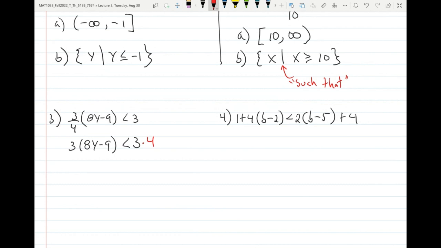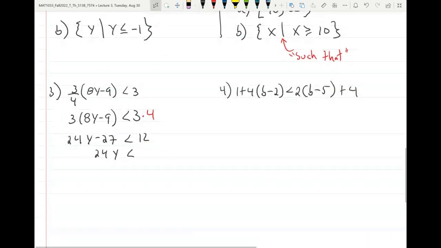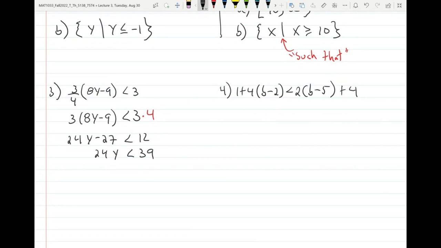And now we do as usual. So on the left side, what do we need to do? We distribute, so what do we get? 24y minus 27 is less than 12. And now we move the 27 and then divide by 24. So 24y is going to be less than 12 plus 27. So let's just do it now in one shot, right? So we get a 39. And just add a 27 to the other side.